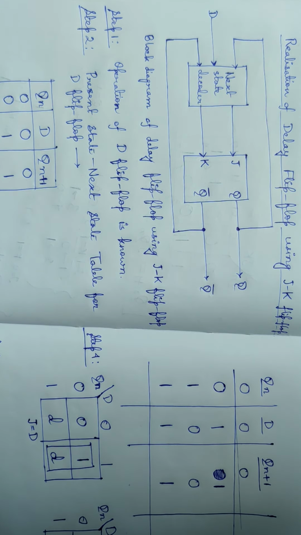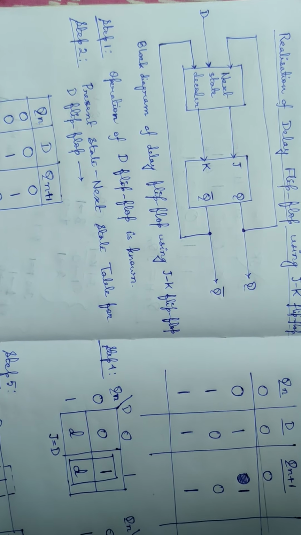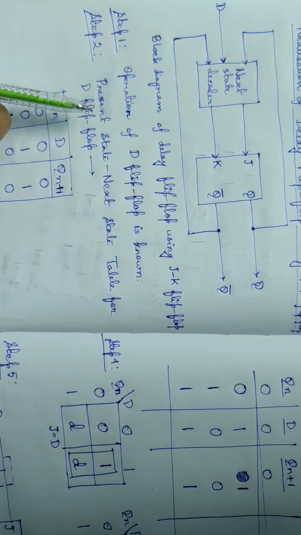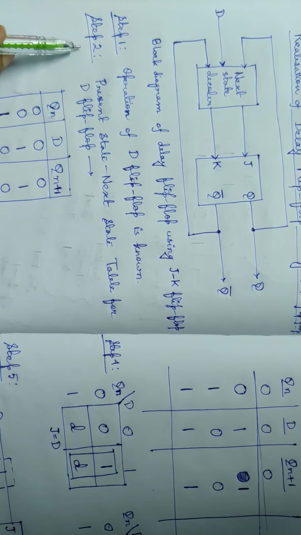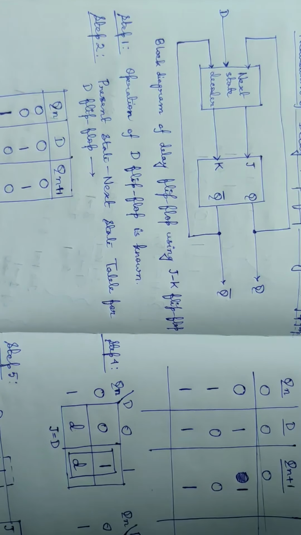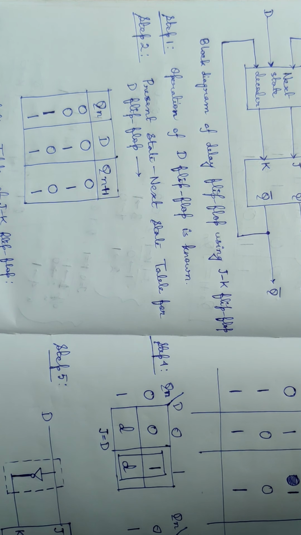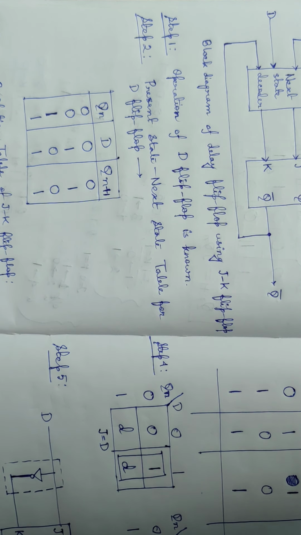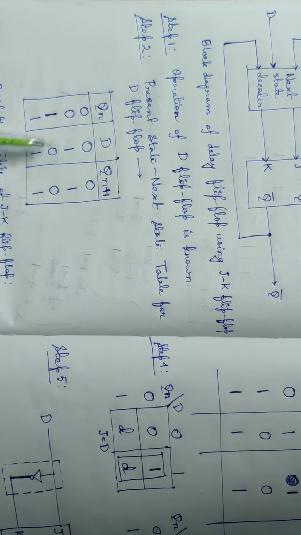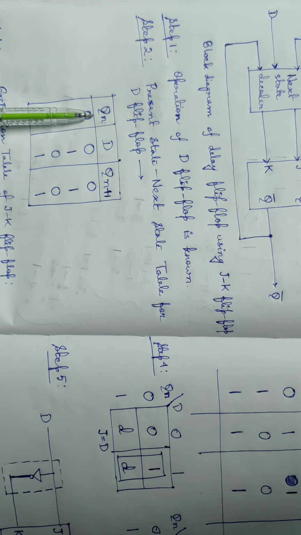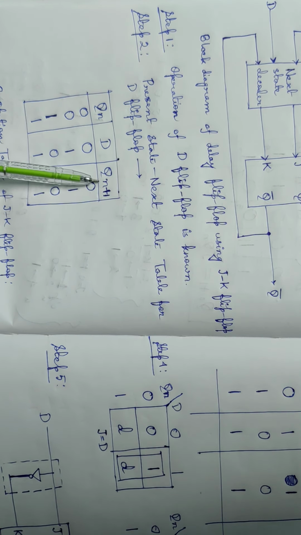Now coming to the procedure. Step 1 is to know the operation of the D flip-flop. That is already known to all of you, so I am not going to discuss it again. Now coming to step 2. In step 2, first we have to draw the present state next state table for a D flip-flop. This is the PS-NS table of the D flip-flop. Qn is the present state output. Qn plus 1 is the next state output.